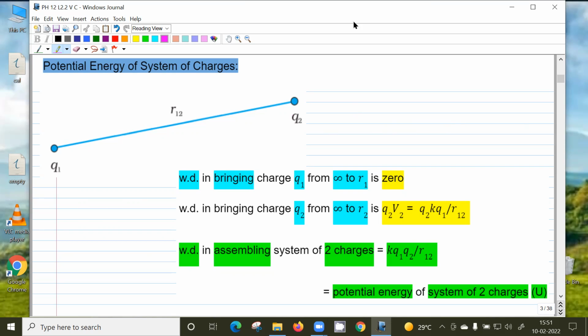Since I'm doing work on the system, its potential energy will increase. And the potential energy is K into Q1 Q2 by the final distance. The work is done on the system to create this system, so its potential energy will increase.